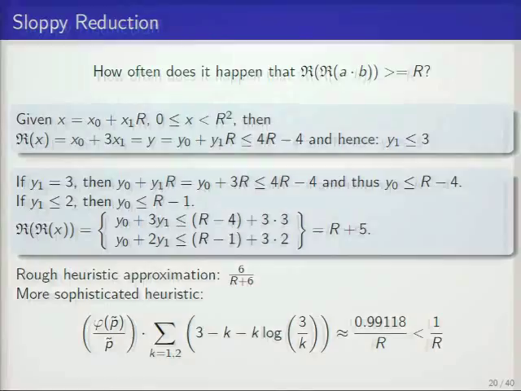Remember, r is 2 to the 128, so it doesn't happen very often. If you do this a little more carefully, a little more sophisticated, you can show, using some heuristics, that the probability that things will go wrong is less than 1 over r, so less than 1 over 2 to the 128. Since we expect to do less than 2 to the 128 reductions, we expect that it will never go wrong. And actually, we used this, and we didn't see a single time where it went wrong in practice.